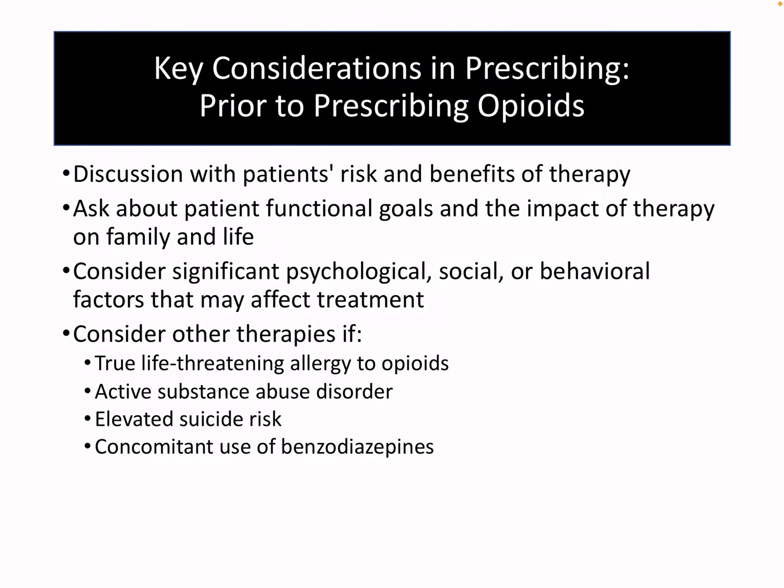So prior to starting opioid therapy, you always want to discuss with patients the risk and the benefits of therapy. You want to ask about the patient's functional goals, family, and impact of the therapy on their family and their life.